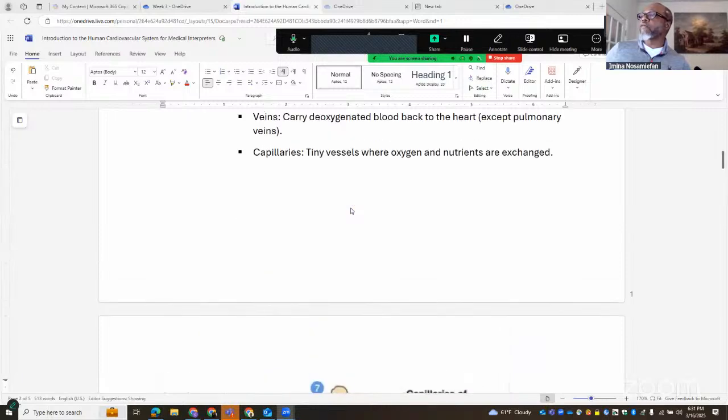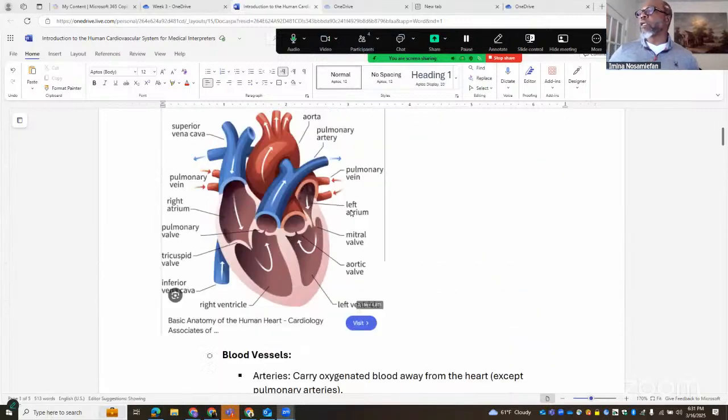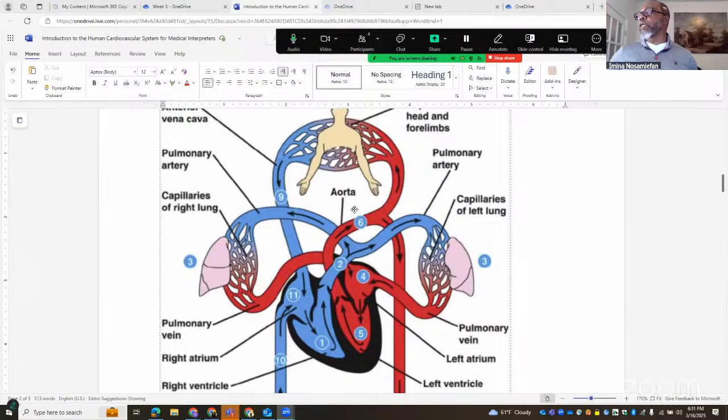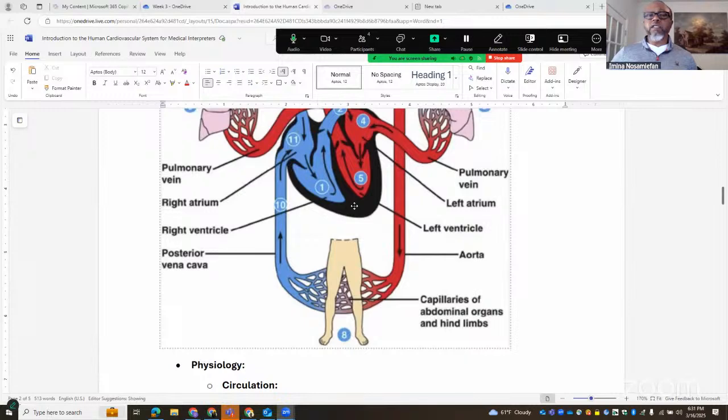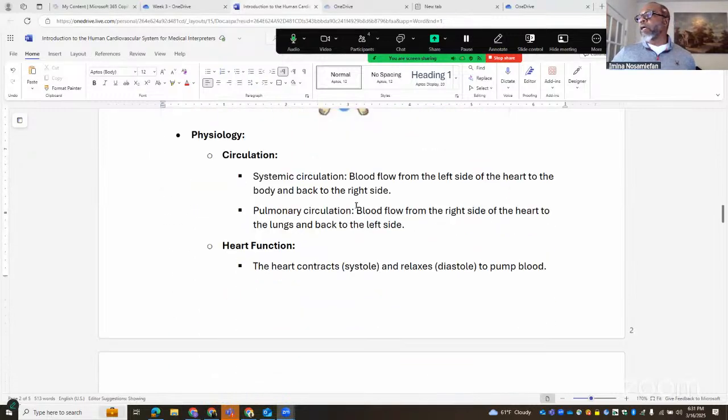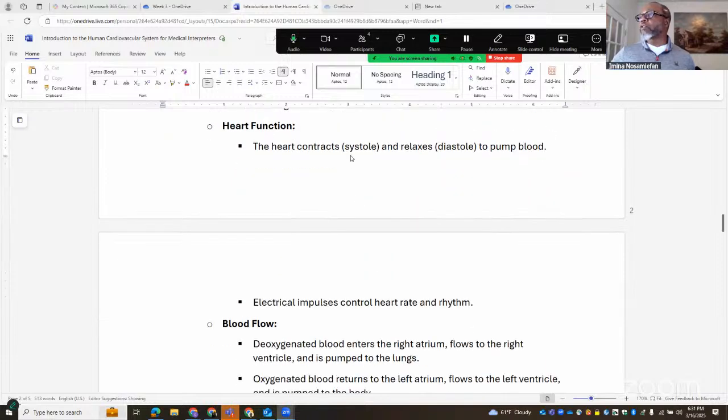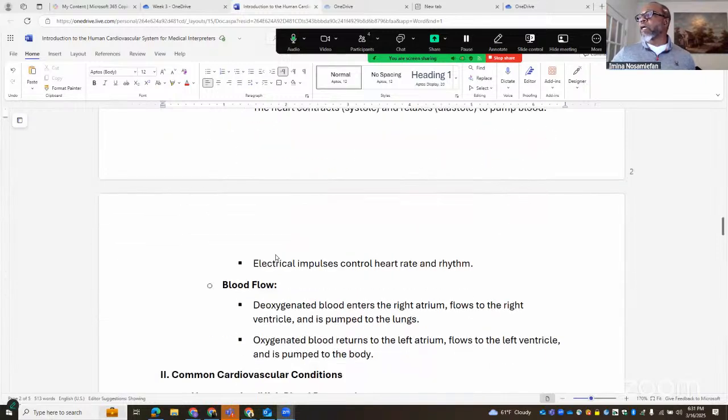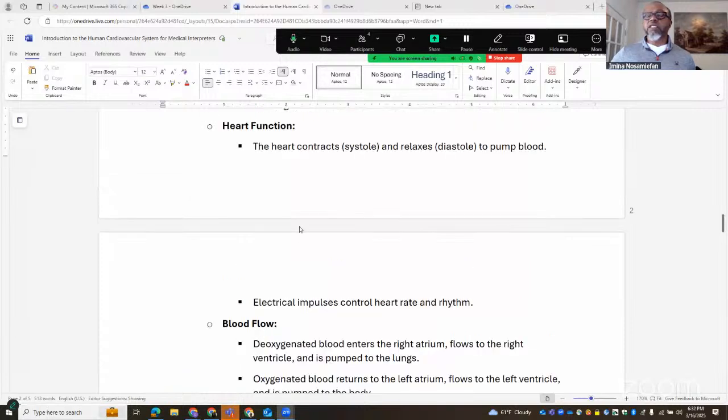So we've talked about the four chambers of the heart, the valves. We've talked about the pulmonary and the systemic circulation. We've talked about the heart, veins, arteries, and capillaries. And we've talked about the way the heart contracts and relaxes. And then another thing to note is that this rhythmic contraction and relaxation of the heart is aided by the heart's electrical system.